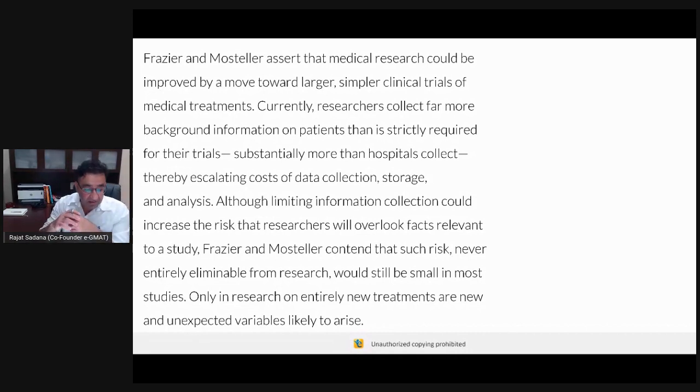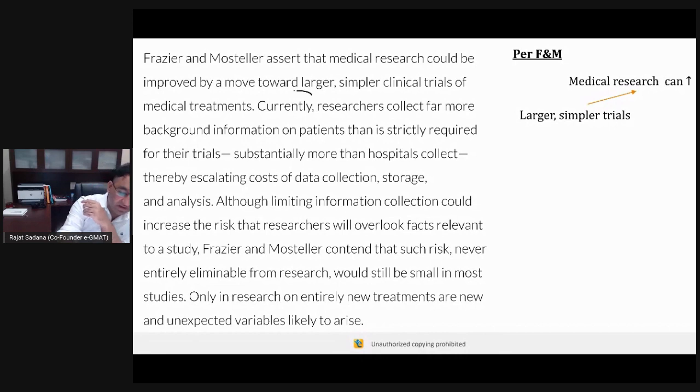FNM assert that medical research could be improved by a move towards larger, simpler clinical trials of medical treatment. So there's something that's supposed to happen. Medical research can be improved by doing larger and simpler trials. Currently, researchers collect far more information on patients than is strictly required. So this is the current practice. You have a keyword, assert, which means the author doesn't say that, but it's as per FNM. And currently, researchers collect way more information than is required. How much more? Which is where the dash comes in, substantially more than hospitals collect.